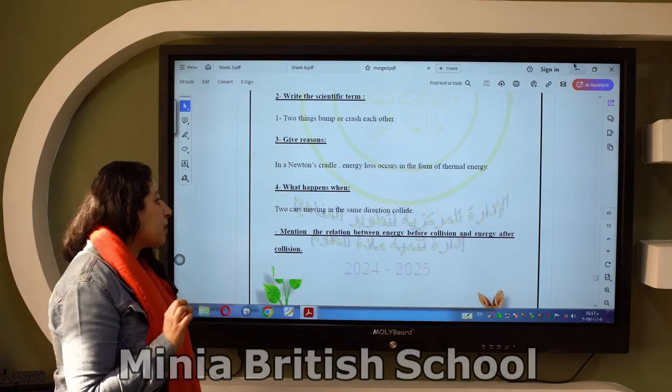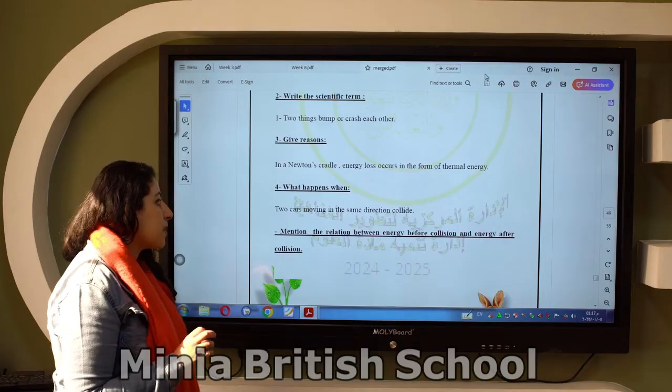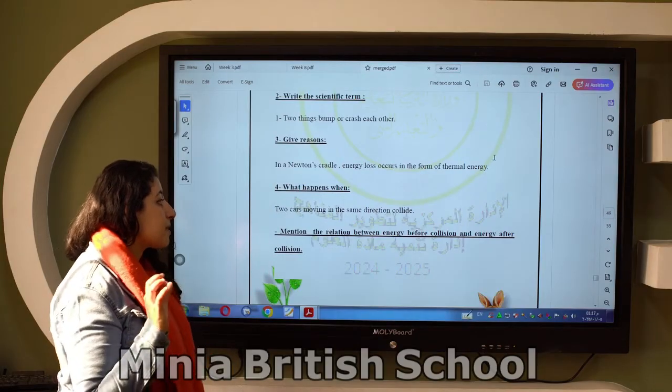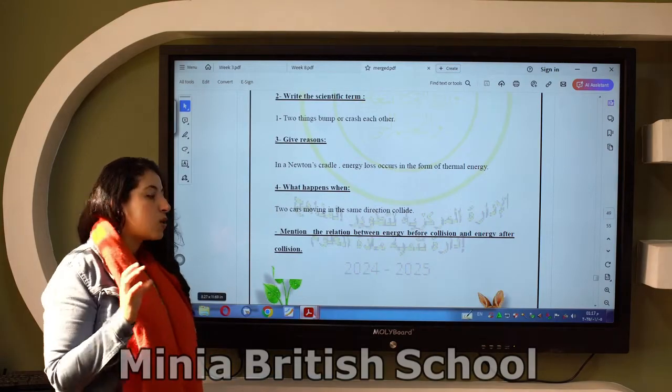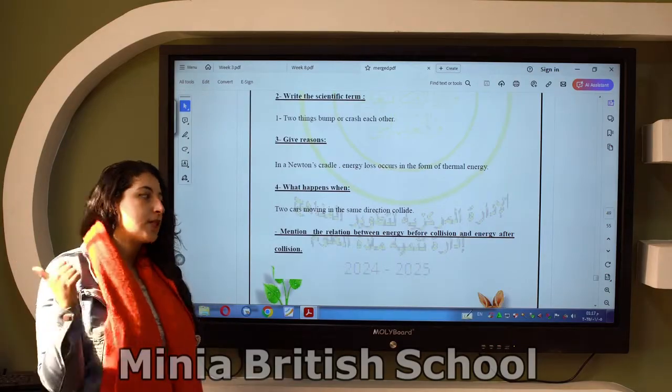What happens when 2 cars moving in the same direction collide? It causes less damage than the 2 cars that move in opposite directions.